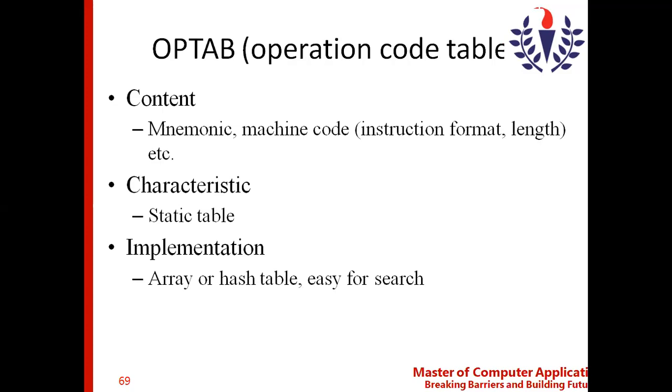This information is available in the op table, and this table is known as a static table as no insertion and deletion happens. To search the mnemonic or the opcode, we use a hash table, or we can go with an array. Using this implementation, we can easily search the machine code for the mnemonic or operation code.